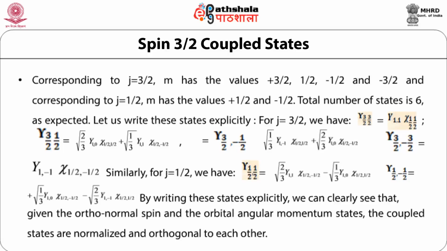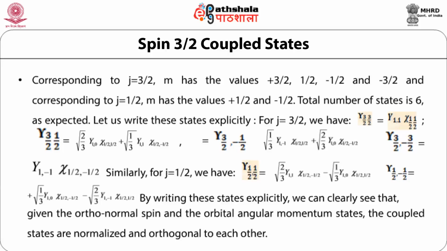So, in a similar manner, if the value of the total angular momentum J is equal to half, then the corresponding M values will be 2, which are given by M equal to plus half and M equal to minus half. Therefore, in all, one will have a total number of 6 states, 4 states corresponding to J equal to 3 by 2 and 2 states corresponding to J equal to half. Now let us write these states explicitly.